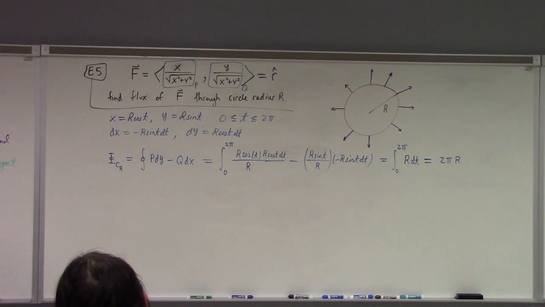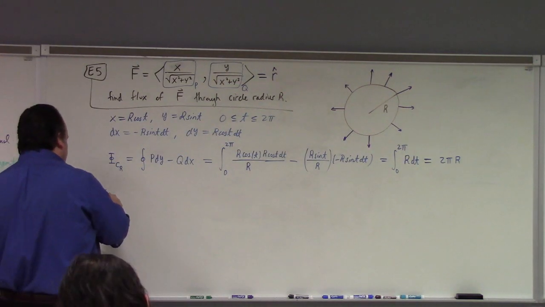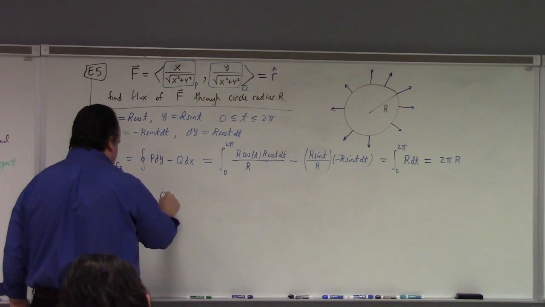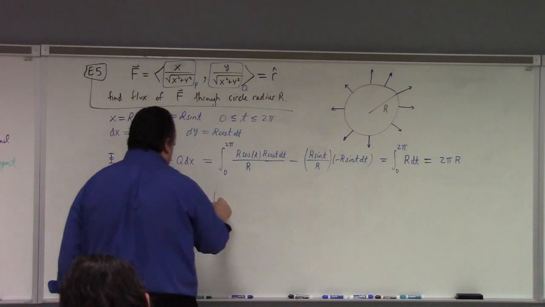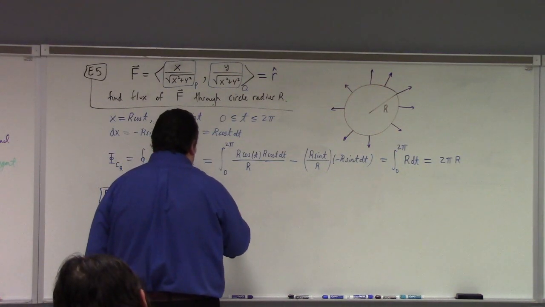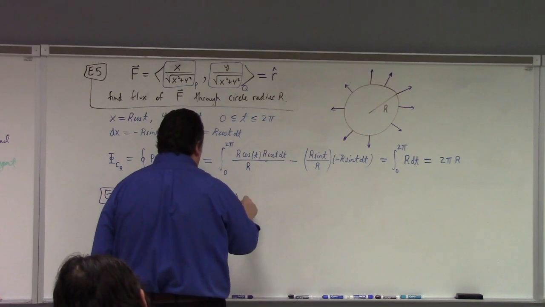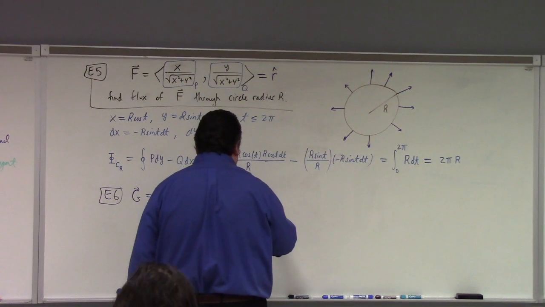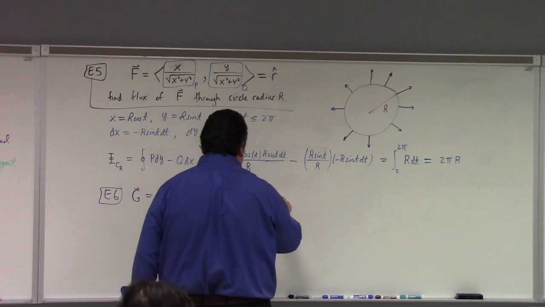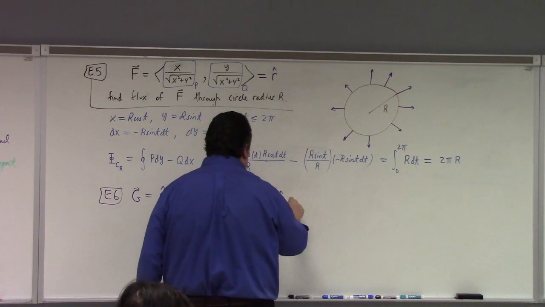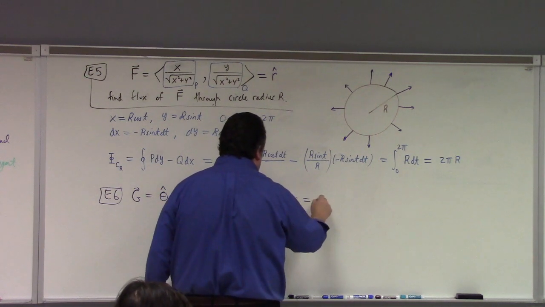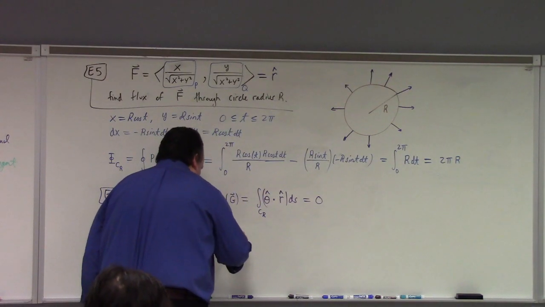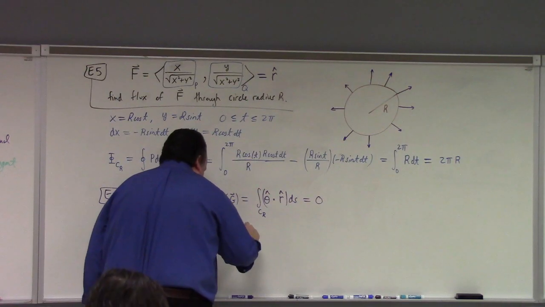The exact dual to this example, I won't work out the details, but if you were to calculate G equal to theta hat, then the flux through the curve for G would be the integral over the curve of theta hat dot r hat ds, which would be 0. Because for the same circle of radius r, n is r hat.